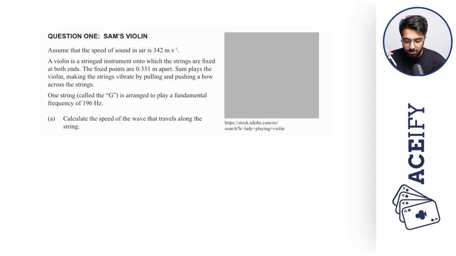A violin is a stringed instrument onto which the strings are fixed at both ends. The fixed points are 0.331 meters apart. Sam plays the violin by making the strings vibrate by pulling and pushing a bow across the strings. One string, called G, is arranged to play the fundamental frequency 196 Hz. Calculate the speed of the wave that travels along the string.